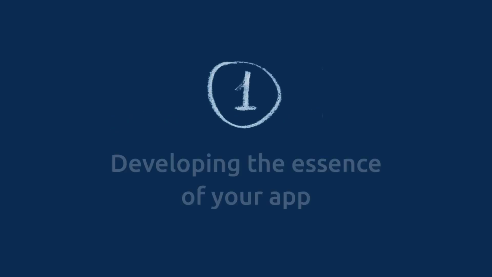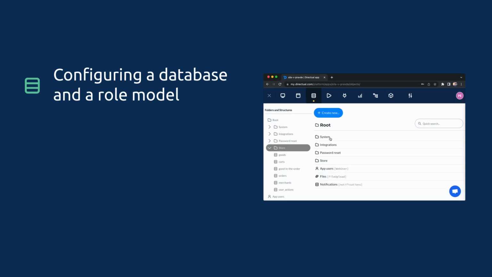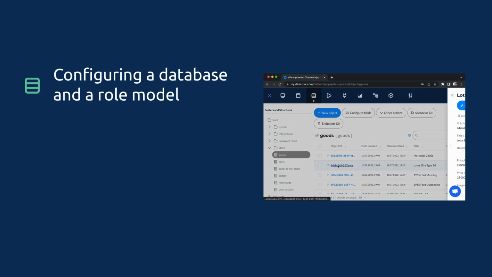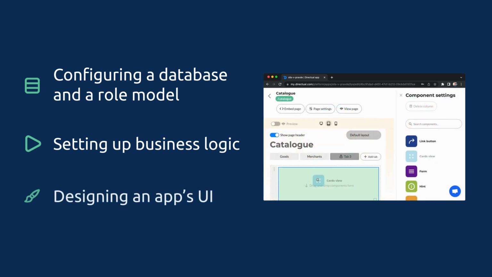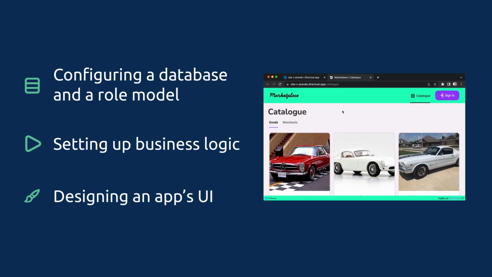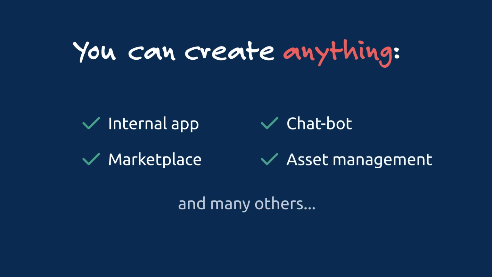Step 1. Developing the essence of your app. Configuring a database and a role model. Setting up business logic. And designing an app's interface. Because Directual is one of the most powerful and flexible no-code platforms, you're able to develop anything here, literally. An internal app, a marketplace, a chatbot, an asset management tool, and many others.